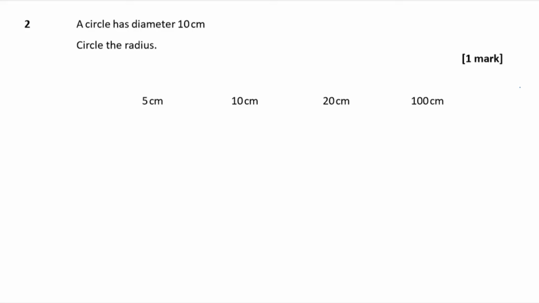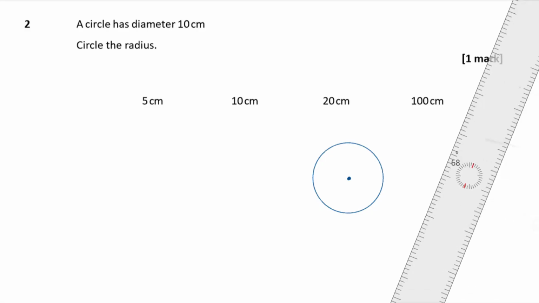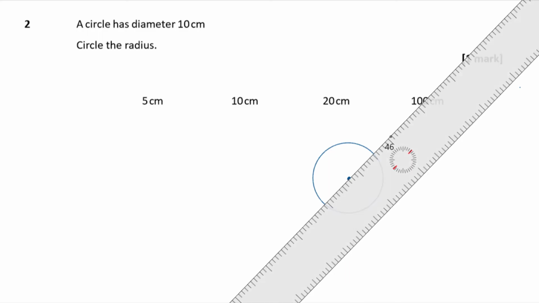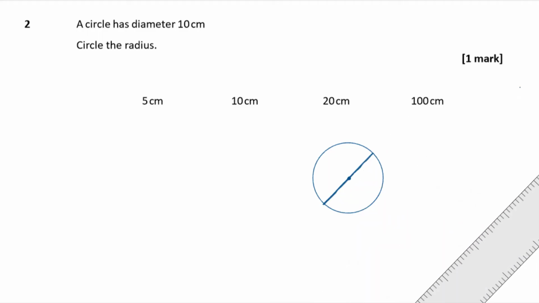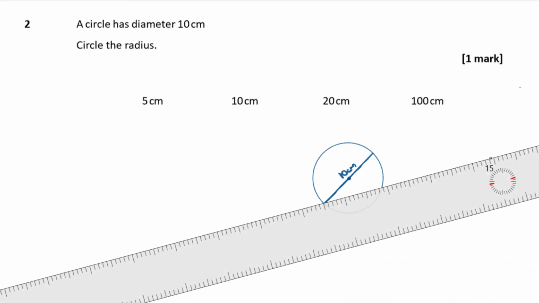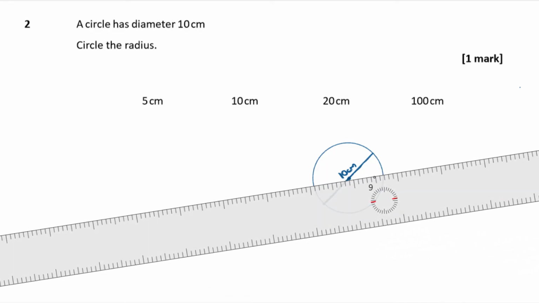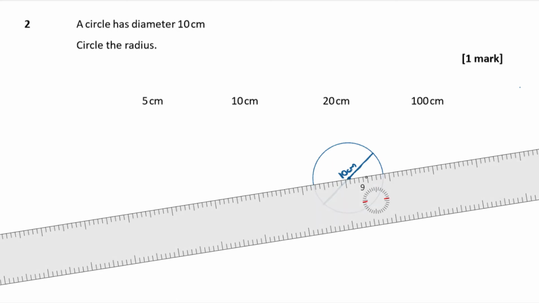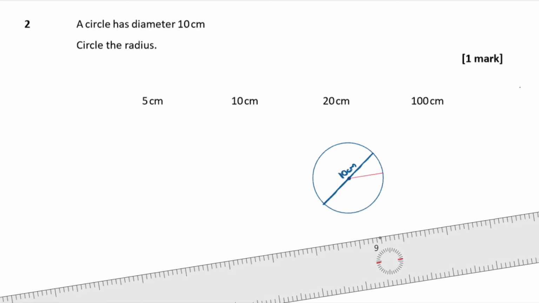Circle the radius. Okay, so if I quickly just sketch a circle like this, center of the circle is here, then our diameter is a straight line that passes from one side of the circle through the center out to the other side there. That's the diameter, and we're told here that the diameter is 10 centimeters. Okay, now what's a radius? A radius is a straight line, and this time it joins the center of a circle to its edge, so it looks like that. So that's a radius.